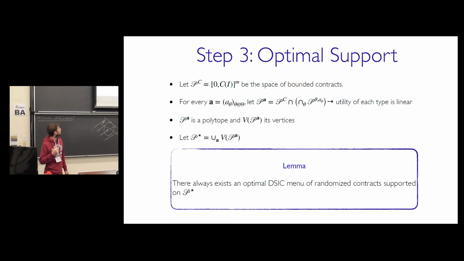Then the last technicality that we need is that we define, for each possible tuple A of one action for each type, the polytope P_A, that is the polytope of bounded contracts such that this contract induces this vector of best responses, A. If we define P star as the union over all the action profiles of the vertices of these polytopes, we can show that there exists an optimal menu of randomized contracts supported on this set.